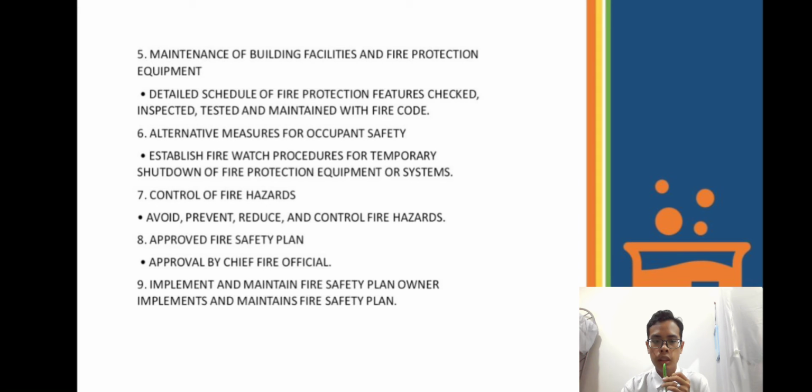Step 6 is alternative measures for occupant safety, where we must establish fire watch procedures for temporary shutdown of fire protection equipment or systems. Step 7 is control of fire hazards. This is important to avoid, prevent, and control fire hazards. And the last step is to approve the fire safety plan. For example, a fire safety plan must be approved by the chief fire officer.